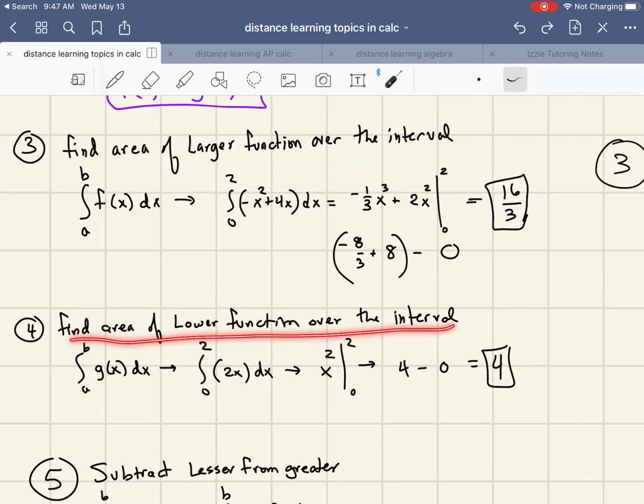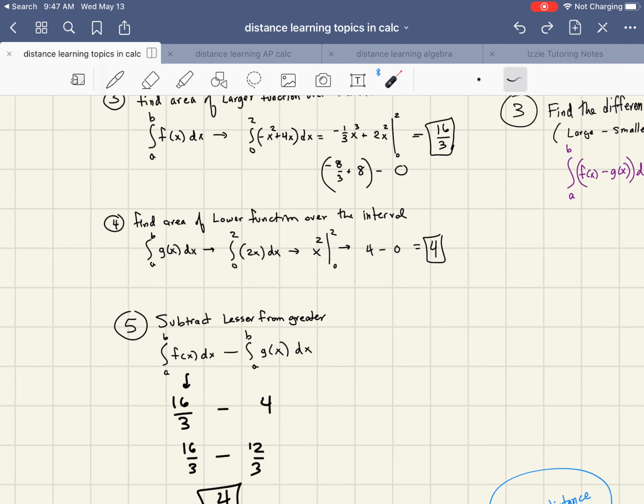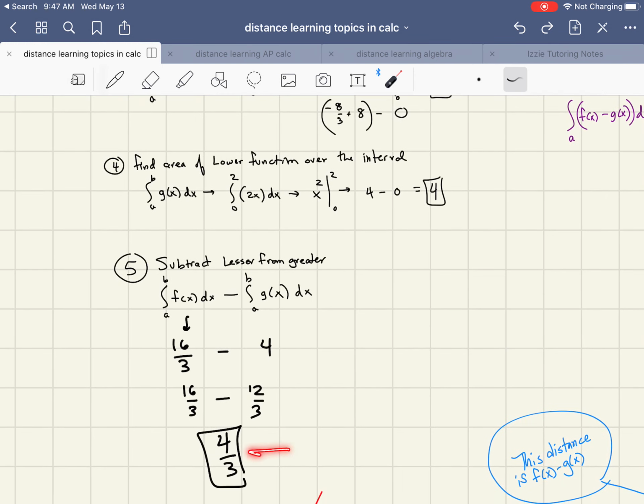Then we're going to find the area under the lower function. Similar process, from 0 to 2 for 2x dx. Integrate, plug in 2 and 0, subtract, and we get 4. And then we subtract the lesser from the greater, and we get 4/3. That is the answer.